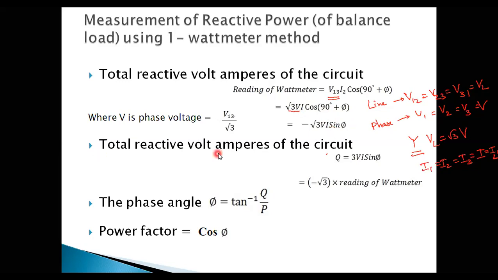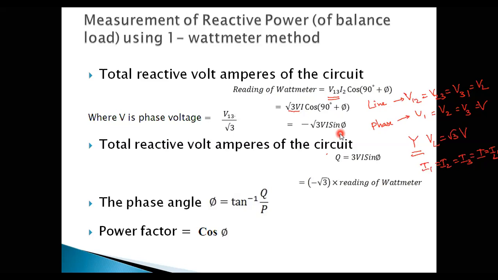The total reactive power looks like root 3 V I sine phi. This is V phase, this is I phase, sine phi. We got something like V phase I phase sine phi. We already know that the reactive power of a three-phase circuit is root 3 VL IL sine phi. It can be written as either root 3 VL IL sine phi, or if you want to write it in terms of phase values, it is going to be 3 V phase I phase sine phi.